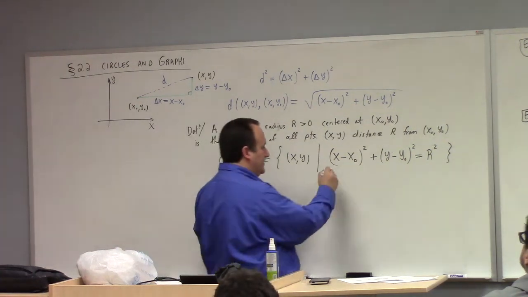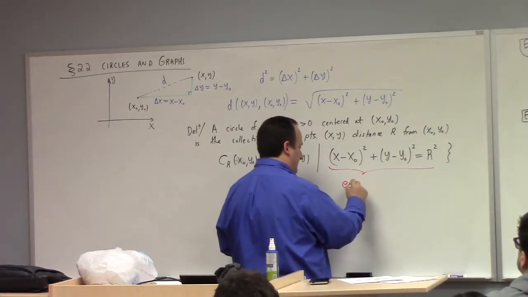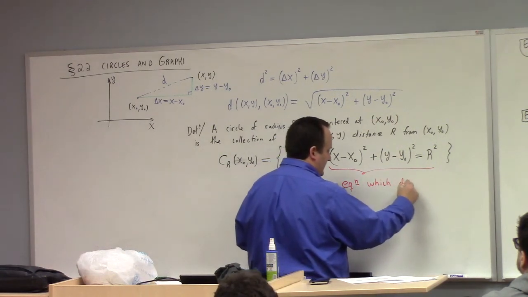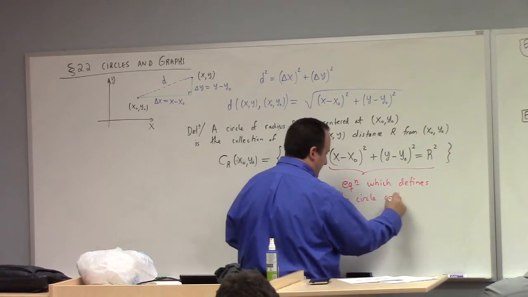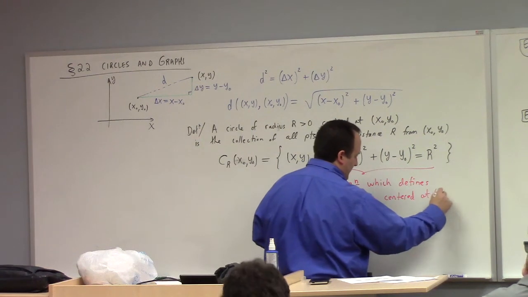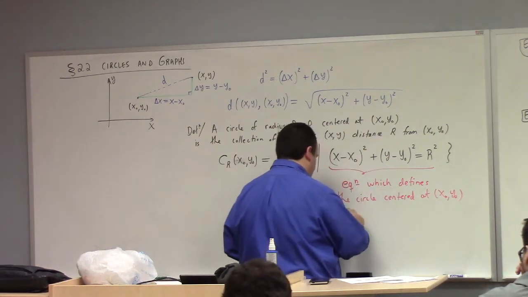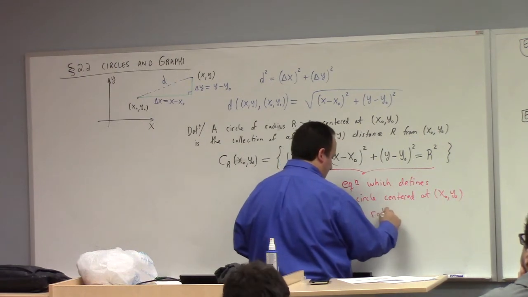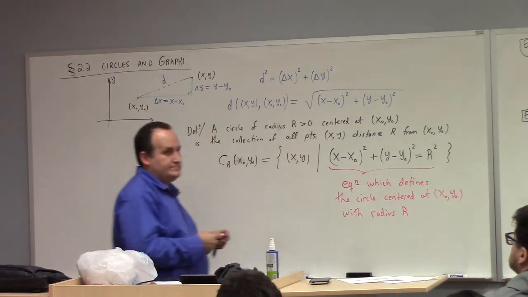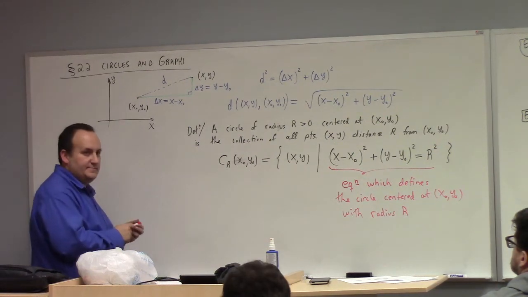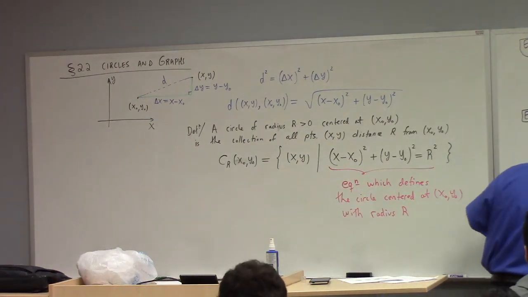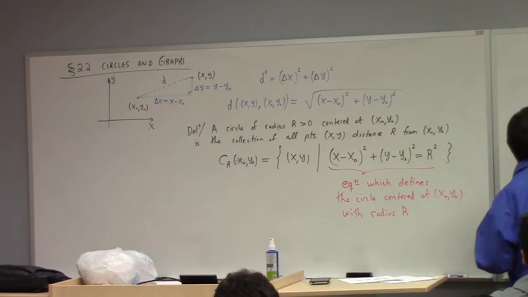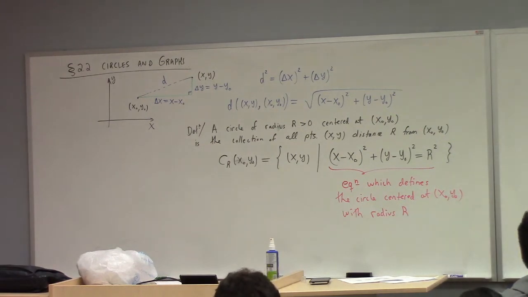In other words, this right here is the equation which defines the circle centered at x naught, y naught with radius r. Is good? Is good. Good. Let's work some problems. Now that we got this definition in front of us, I'll start out with a couple of geometric problems, and then we'll do a couple algebraic problems.